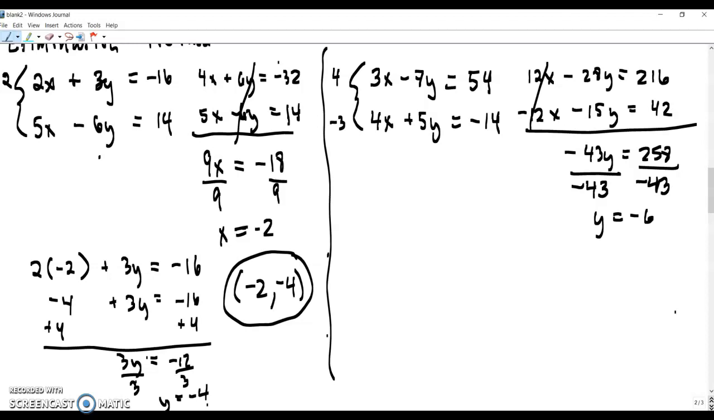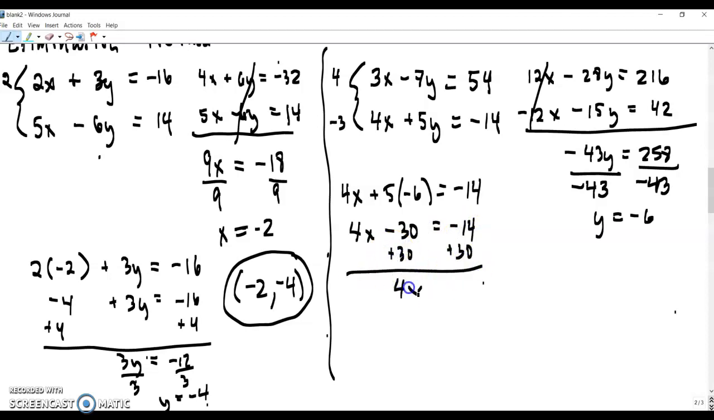Now you'll plug the negative 6 in for y in one of the original two equations. I'll choose the bottom. So 4x plus 5 times quantity negative 6 equals negative 14. 4x minus 30 equals negative 14. 4x equals 16, x is 4. So our solution, 4 comma negative 6.